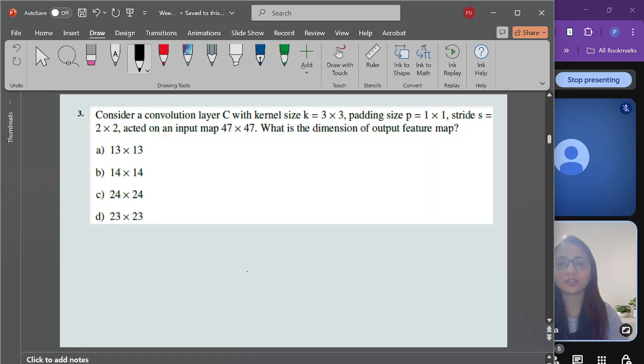Now moving to our next question. Consider a convolution layer C with kernel size K equal to 3 cross 3, padding size P given as 1 cross 1, and stride S of 2 cross 2, acting on an input map of 47 multiplied by 47. What is the dimension of the output feature map? How can we calculate the dimension of the output feature map? Anyone?